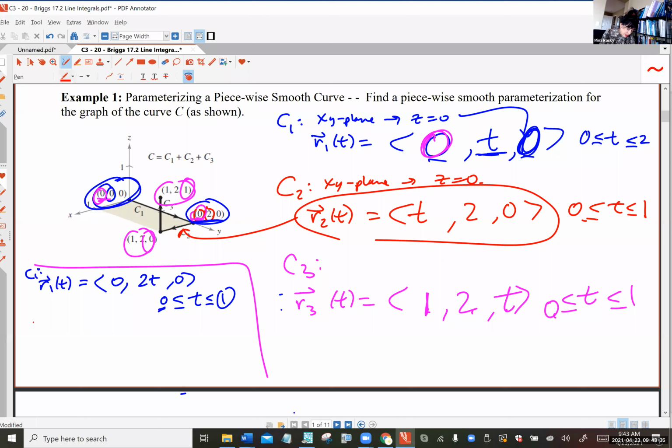Now, this is what they did for C2. They did call it R2. And they did notice that the Z is zeroed out the whole time because you're in the XY plane. And since the Y coordinate stayed 2 the whole time, Y is constant. And then this part you're not going to like, because what they put for the X is T minus 1. What? This is how come.